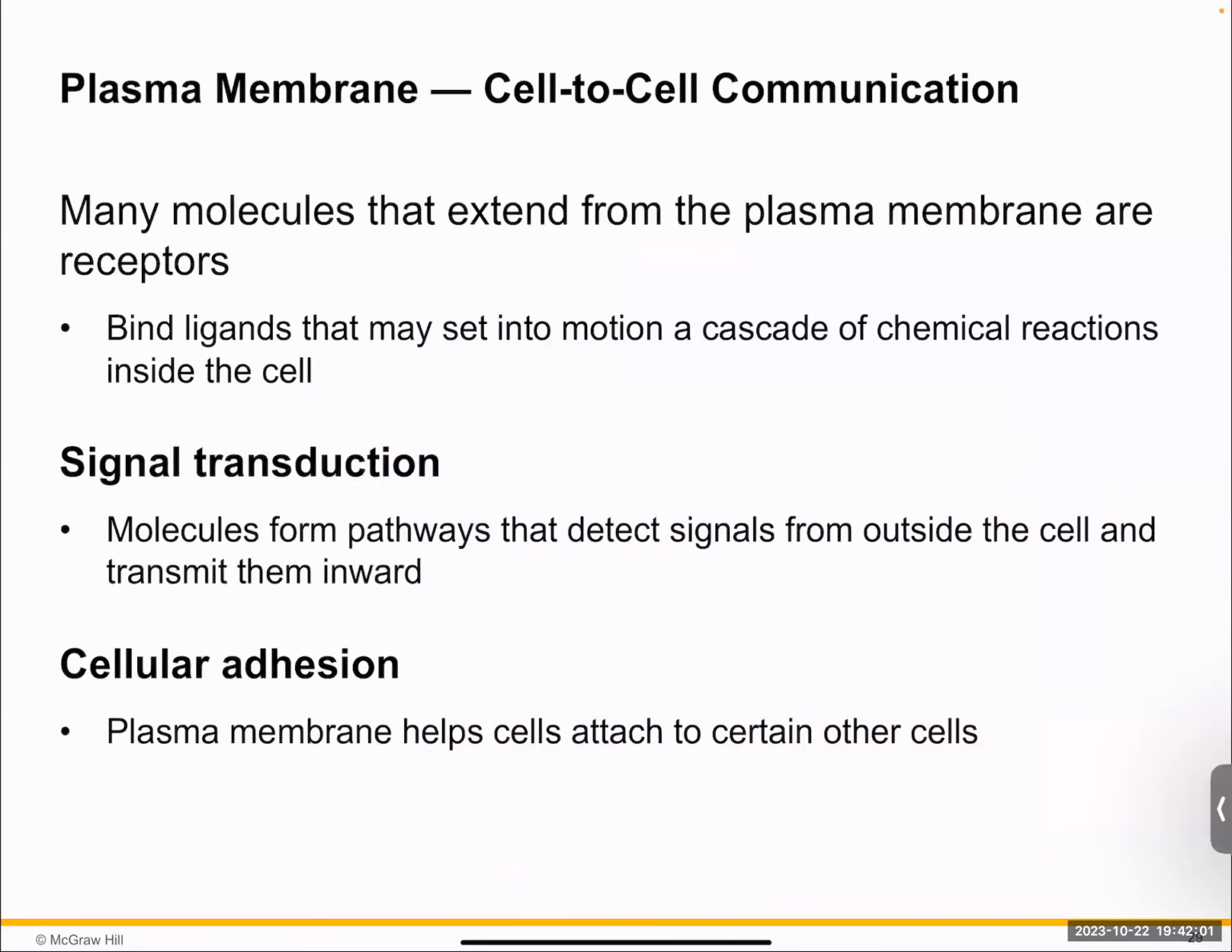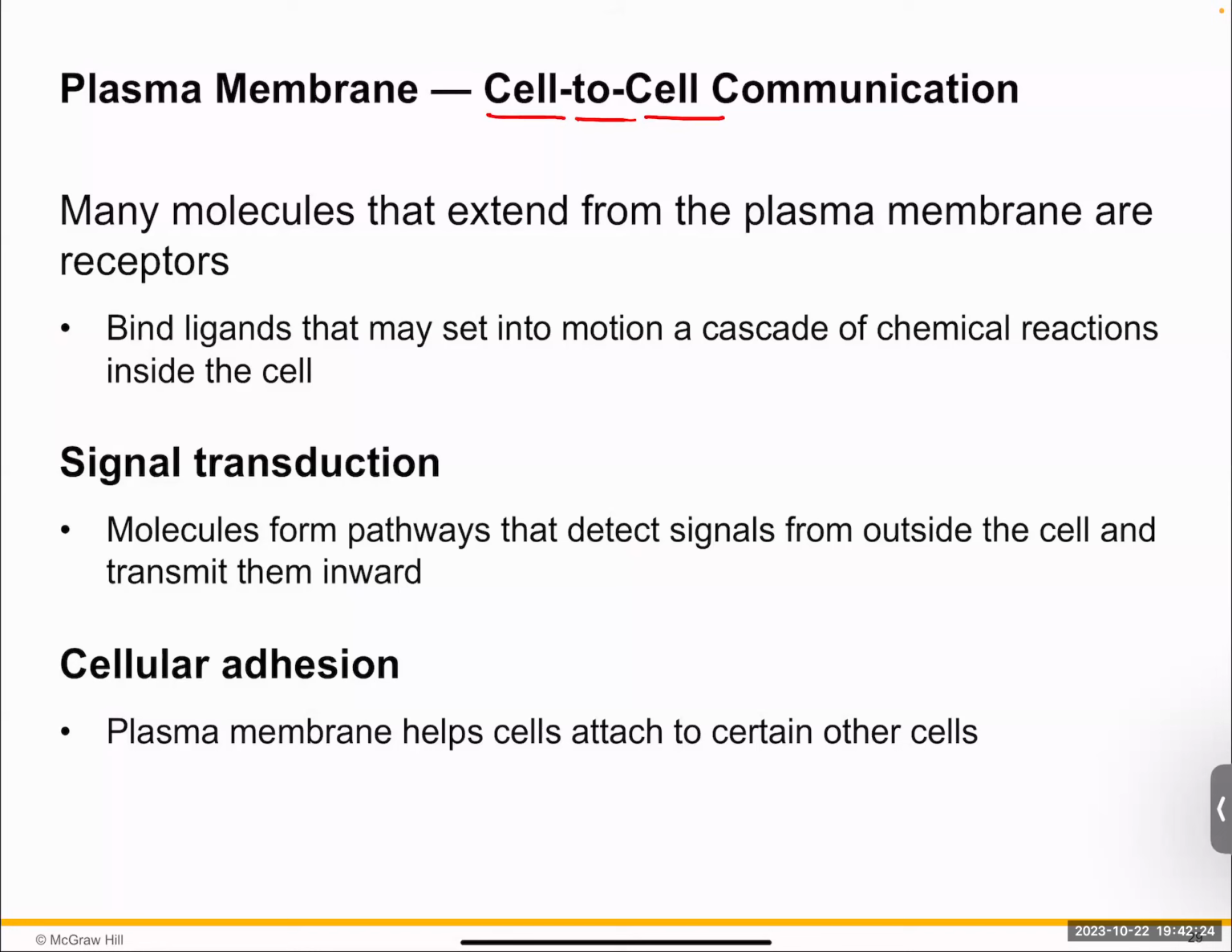Let's move on to more detail about the plasma membrane. What does the plasma membrane do for our cells? We already talked about some of the essential functions: keeping the boundary and controlling what gets in and out of the cells. But what else does it do? It also helps us with cell-to-cell communication.